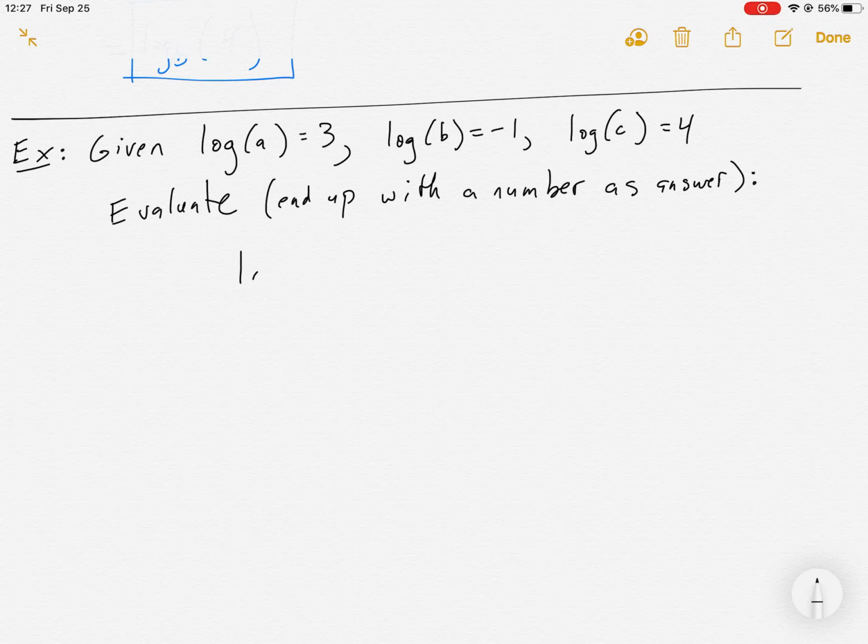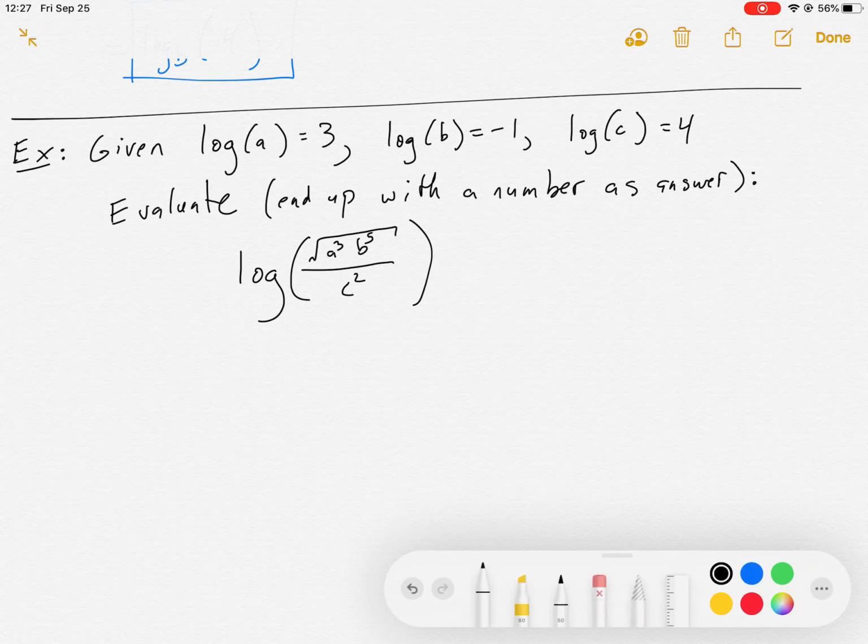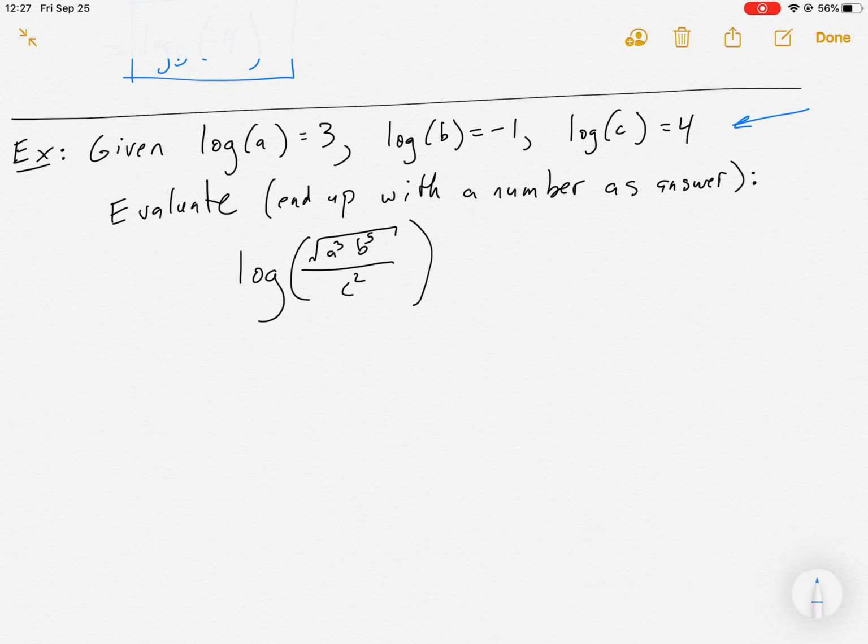So here's what we're going to evaluate. Log of the square root of a cubed b to the 5th all over c squared. Okay, so for one, I'm adding something new here. This is new by giving you all of this information. But also this square root over the entire expression here, that's also new.